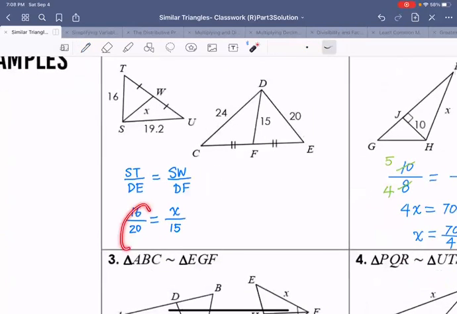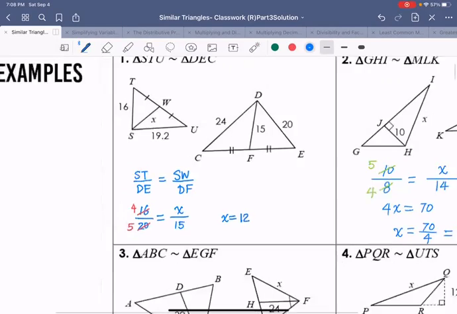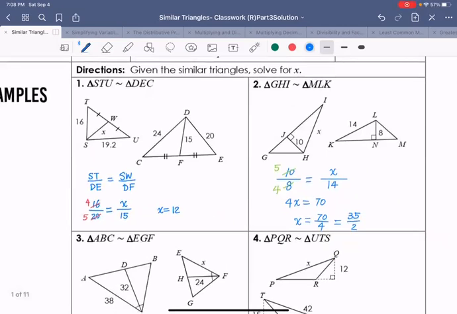Now I want you to do some simplification on the left. Go ahead, please. So 16 would be 4. And then 20 would be 5. Okay. 5 times 3 equals 15, right? So this guy times 3, this guy times 3. So X equals 12. There you go. Does this make sense? Okay. Next one.